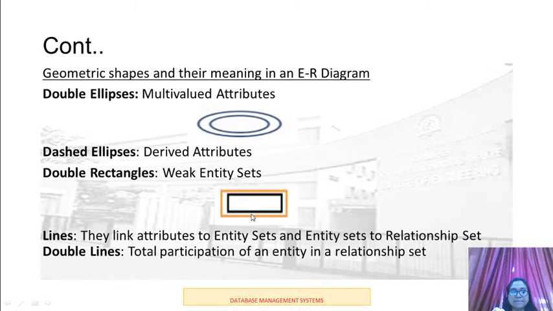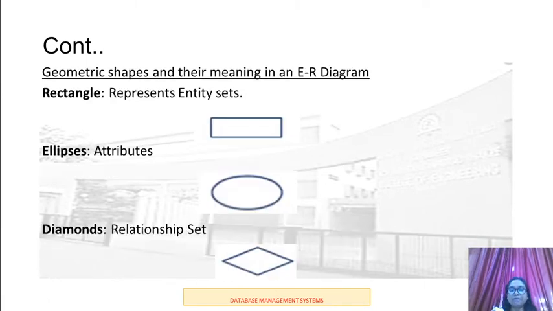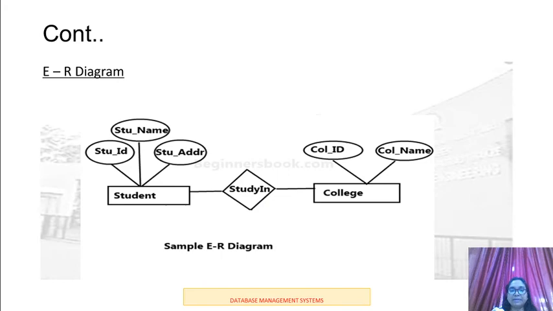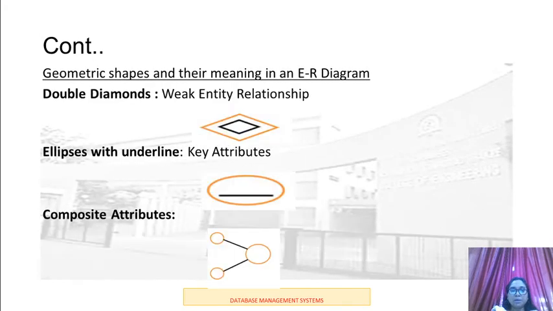Then lines and double lines represent the total participation of an entity in the relationship set. So these are the different shapes we are required to represent in an entity relationship diagram. This one is again the double diamond. This is the weak entity relationship. Suppose the relationship is weak, not strong, then we use the double diamond.